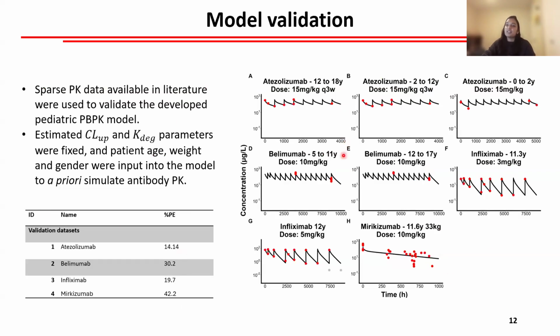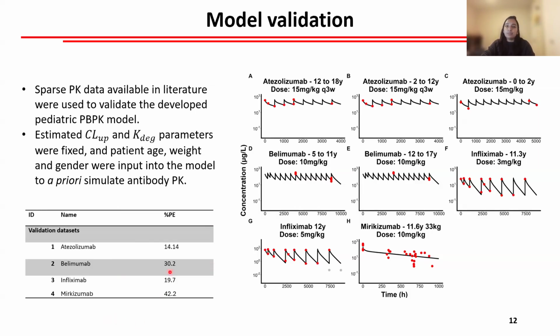For antibodies where additional sparse concentration-time data for multiple dose studies were available, these datasets were used as external validation datasets for the model. For each antibody, the drug-specific parameters which were estimated previously were fixed, and the PK profiles were simulated a priori using patient-specific inputs such as the age, body weight, and gender of the patient. As shown here, the model was able to reasonably capture the observed PK profiles across multiple antibodies and across different age groups. The percent prediction errors were also within an acceptable range, supporting the predictive performance of the model.